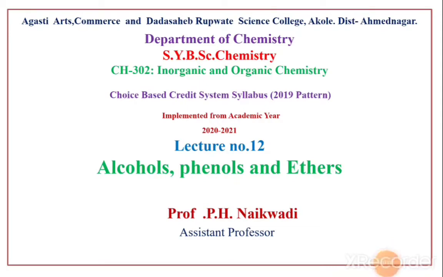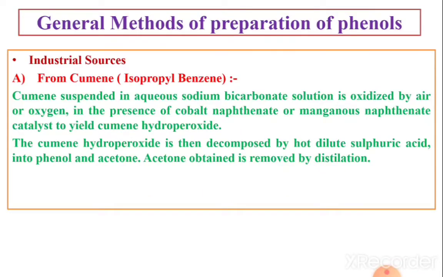Hello friends, in the previous lecture we discussed the definition of phenols, its classification and nomenclature. Today we will start the remaining part of phenol, that is the general methods of preparation of phenols, in which number 1 is the industrial source, that is from cumene.